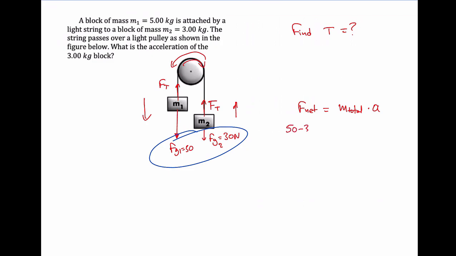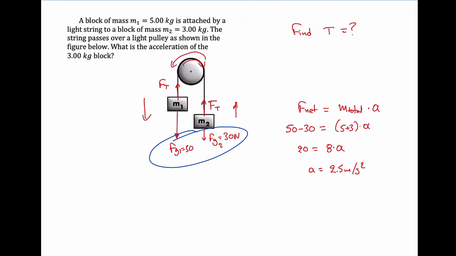So 50 minus 30 is equal to 5 plus 3 multiplied by acceleration. So 20 is equal to 8 times acceleration, and from this we get that the acceleration is 2.5 meters per second squared.